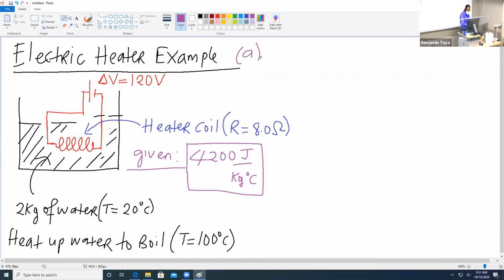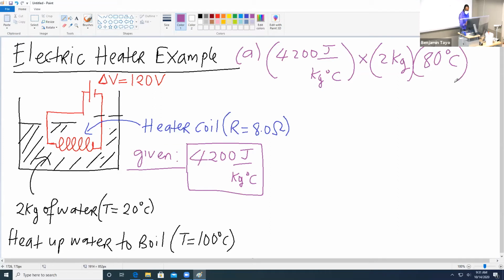So let's multiply. If you take 4,200 joules per kilogram per degree Celsius, you want to multiply this by 2 kilograms of water. And then you also want to multiply this by 80 degrees Celsius. Now, do you see where the 80 degrees Celsius comes from? It's the change in temperature as you go from 20 to 100.